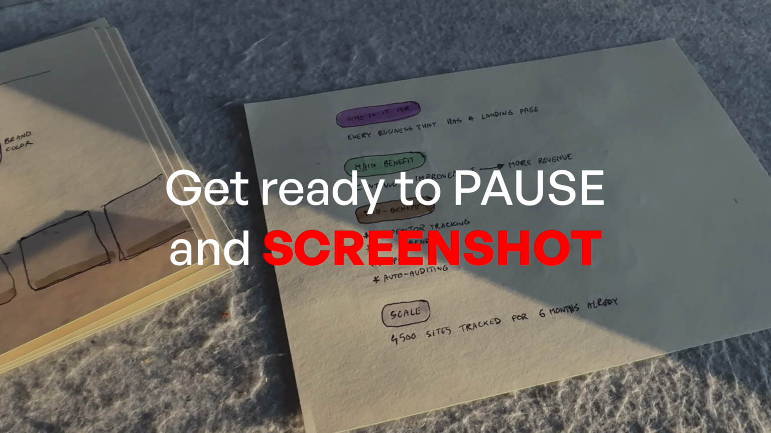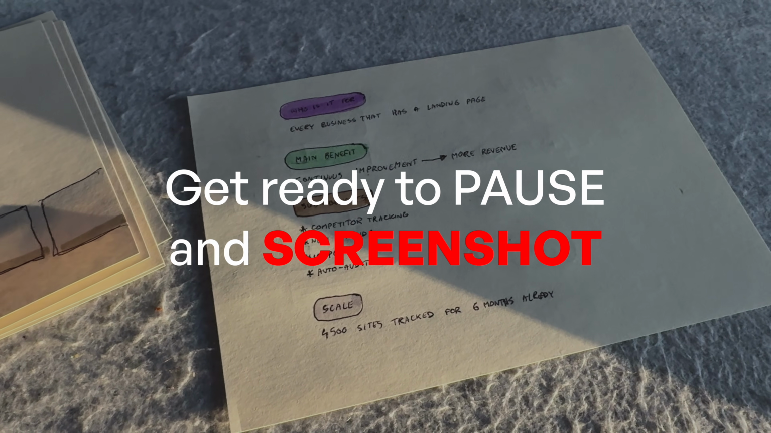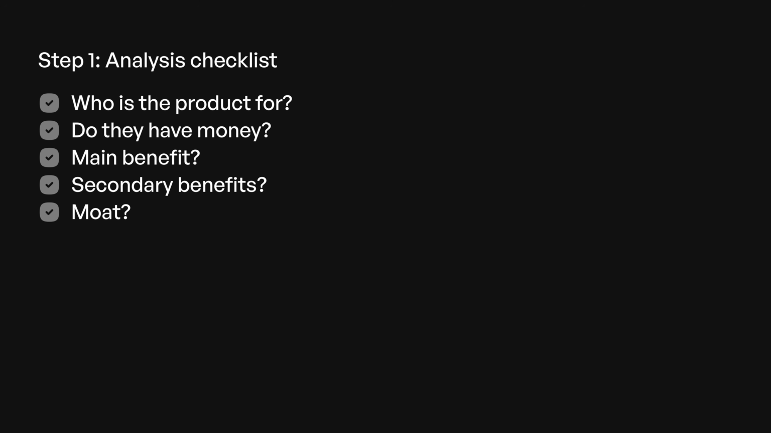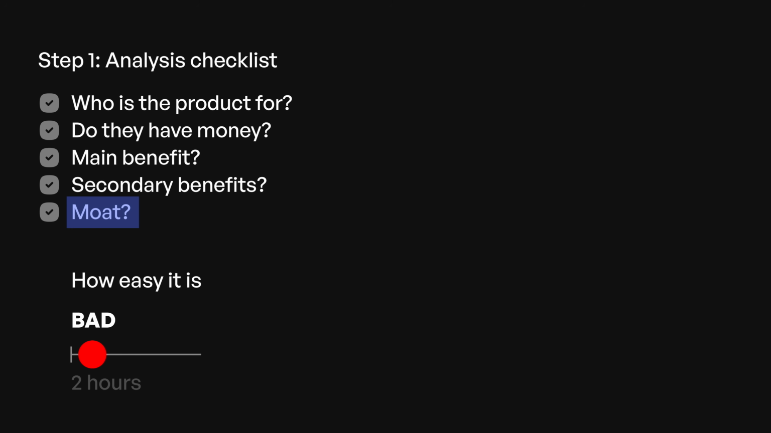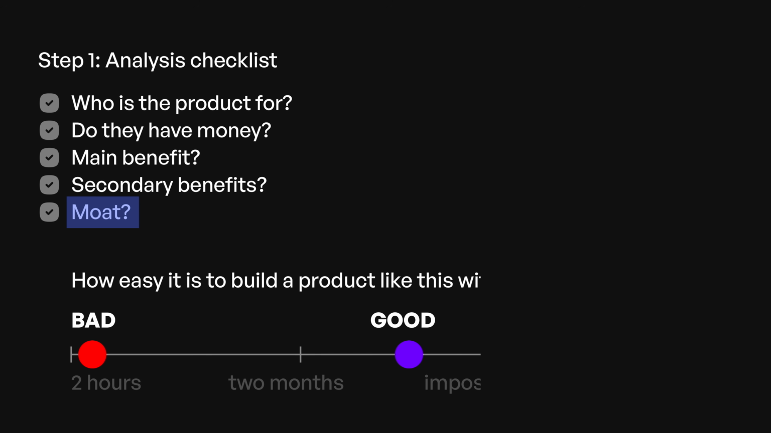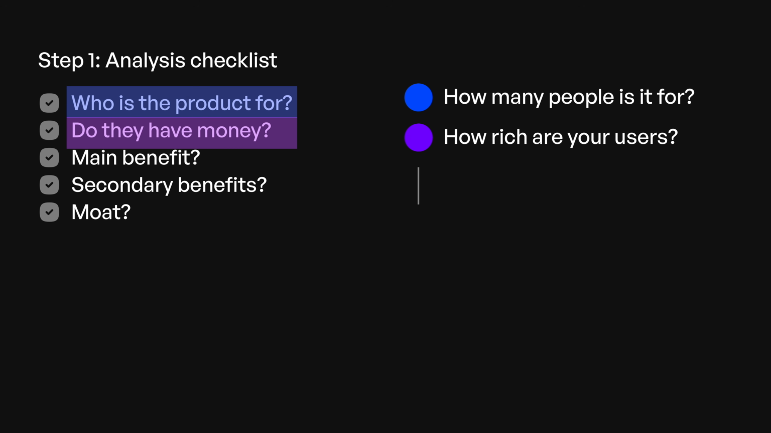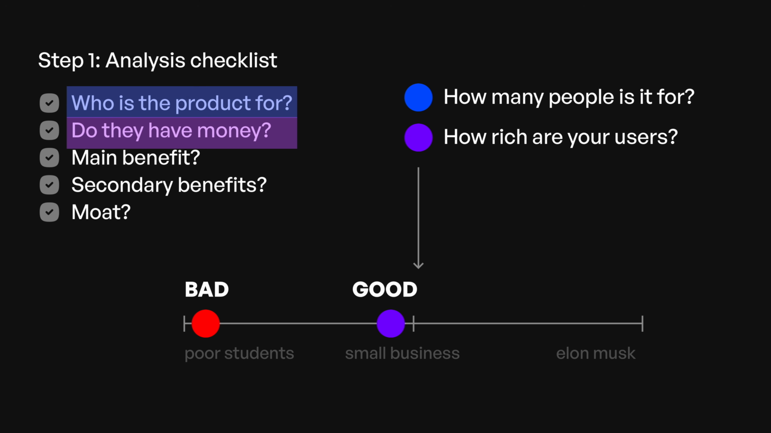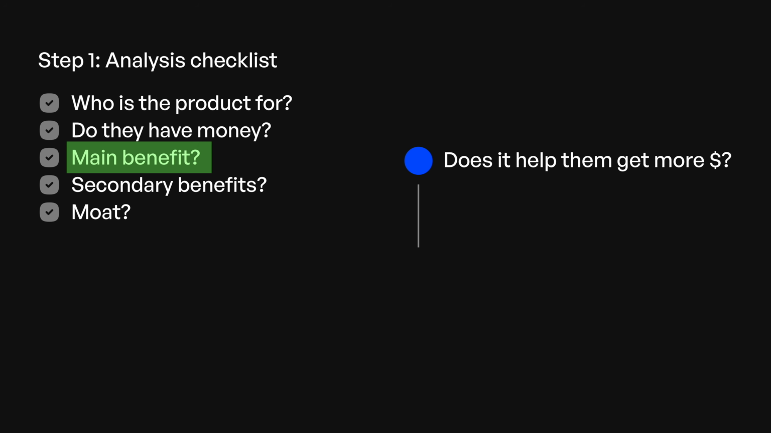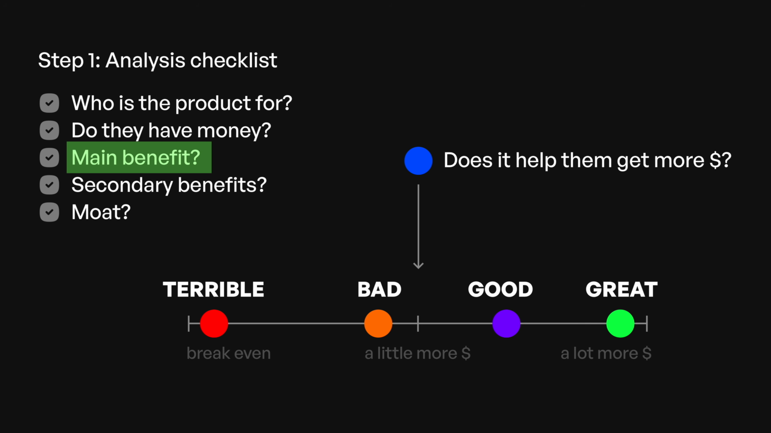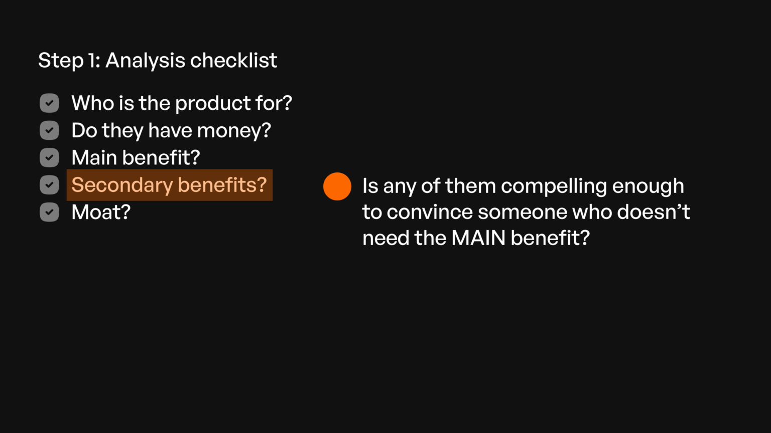Number one, note out who the product is for, what are the main benefits, the sub-benefits, and is there a moat? Is it easy to replicate what you build? Because if somebody can vibe code it in an hour, then it's not a viable product. Then think about these. Is the target audience big enough and do they have money? Is the benefit worthwhile? Does it help the customers get more money? Are the sub-benefits compelling? And once again, is it easy to replicate?